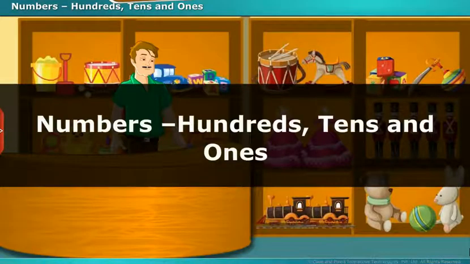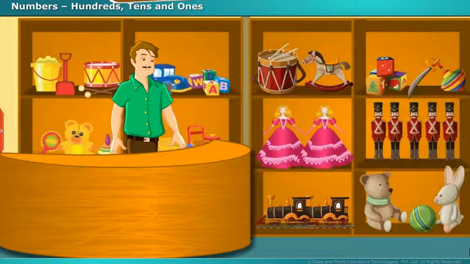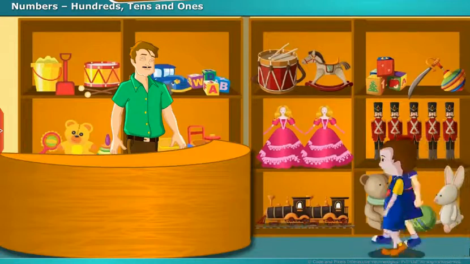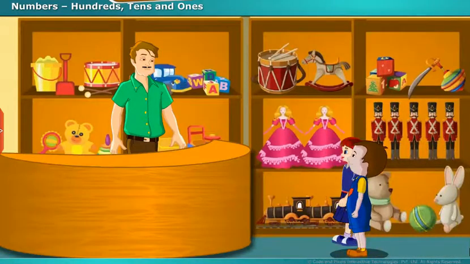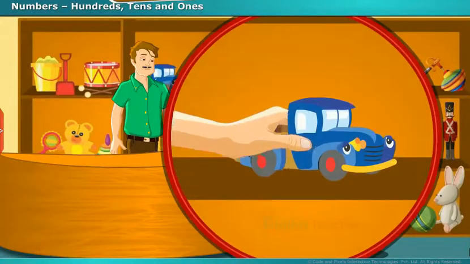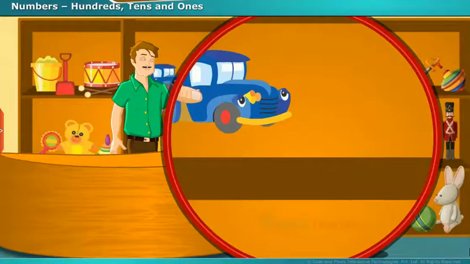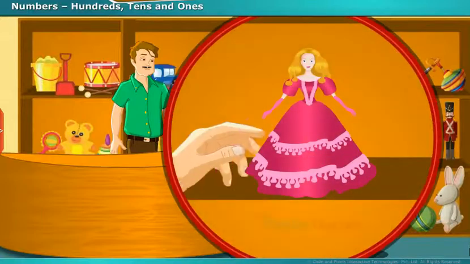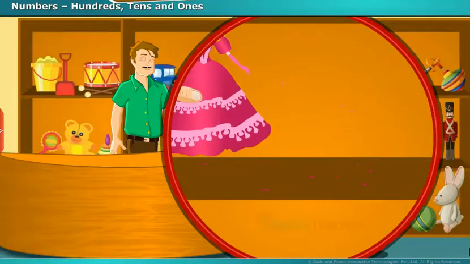Dear students, let us know about the numbers in hundreds, tens and ones. Here, we are going to learn how to compare the numbers with the help of rupee notes by observing this scenario. One day, Bunty and his sister went to a toy shop to buy some toys. In the toy shop, Bunty liked a toy car and he was asking his sister to buy that one. Also, his sister liked a baby doll.